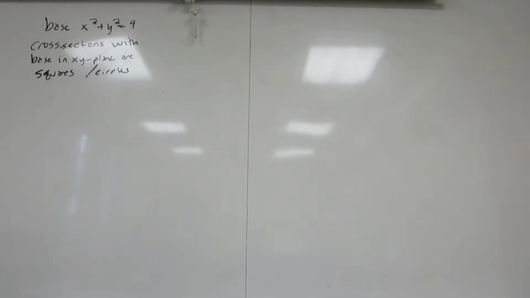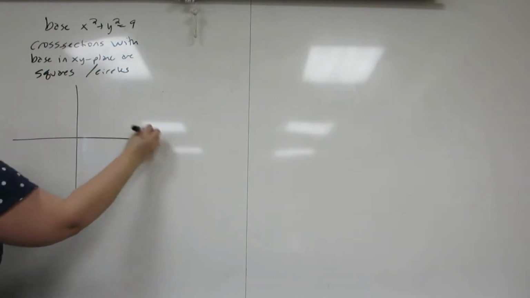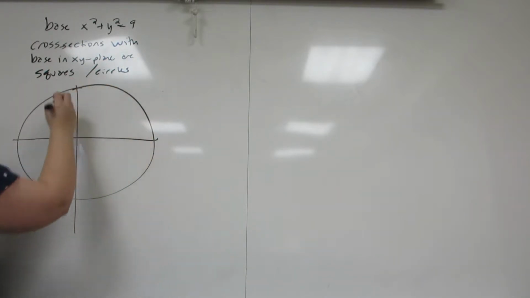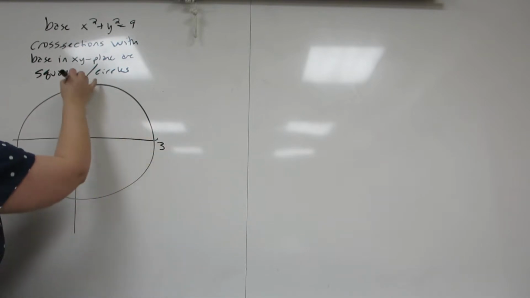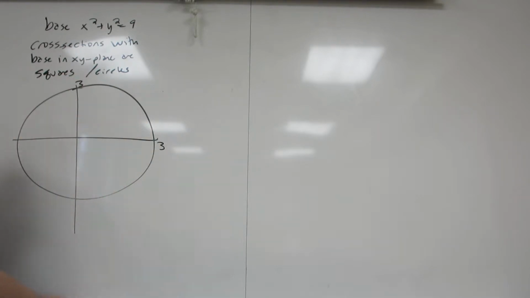Okay, we're going to use cross sections to find the volume of a solid. The solid will have base lying in x squared plus y squared equals 9, which is a circle in the xy plane. And the cross sections are either going to be squares or circles. I'm actually going to do two separate problems here. So for both of them, we have this circle of radius 3 centered at the origin.